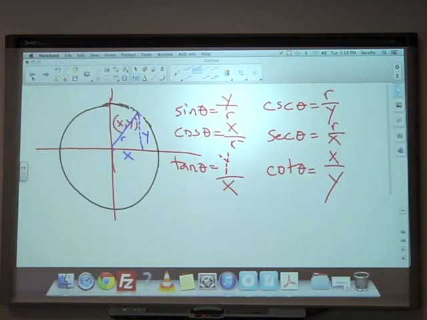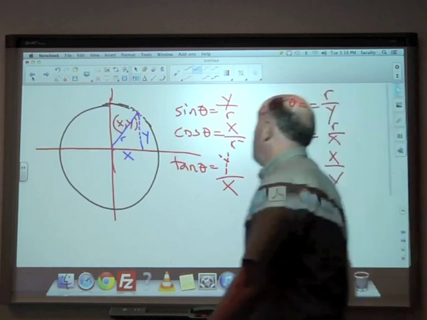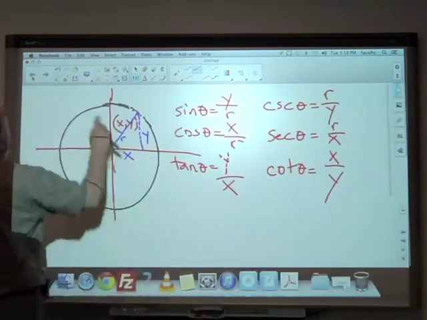You said R is always positive. Right. In order to have a circle, we said you must have a circle with a positive radius, right? Otherwise, you don't have a circle. Okay?